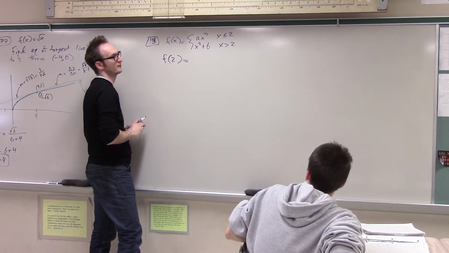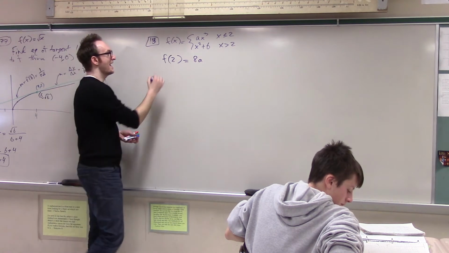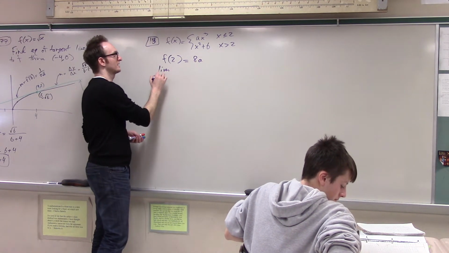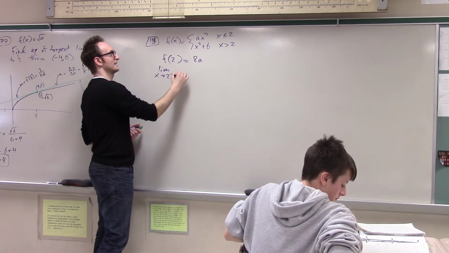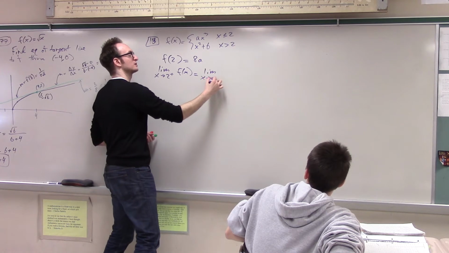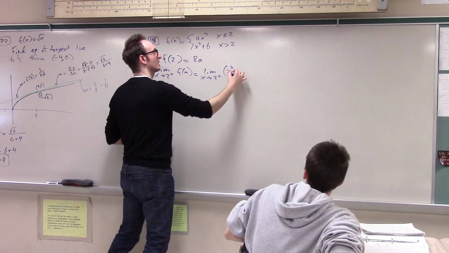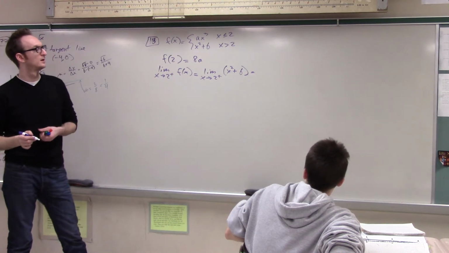Yeah, what is f of 2? F of 2 is just going to be 8a. Do you agree? Yeah. All right, and then what is the limit, if I want to be technical about this, as x approaches 2 from the right of this function? Well, it's the same as the limit as x approaches 2 from the right of x squared plus b, and well, what is that? 4 plus b.